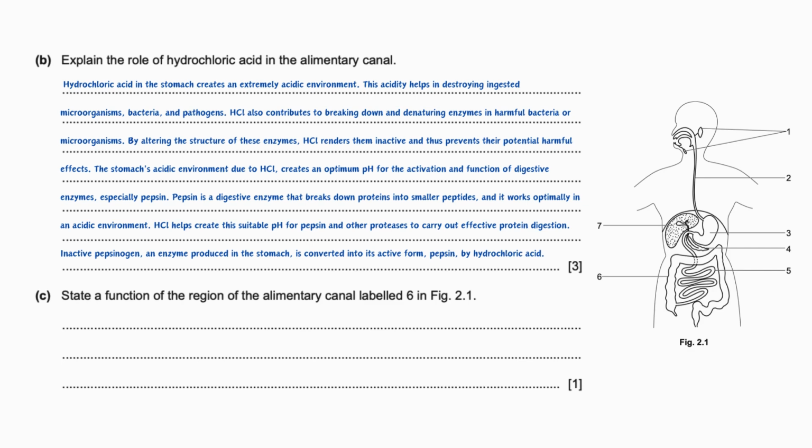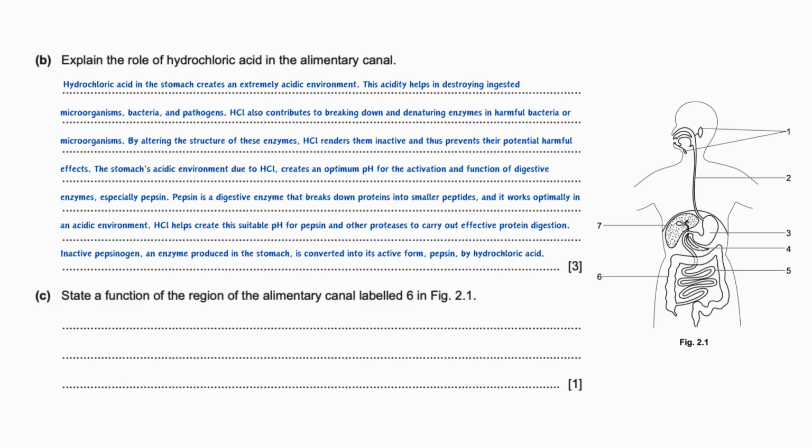The stomach's acidic environment, primarily due to HCl, creates an ideal pH, around pH 1.5 to 3.5, for the activation and function of digestive enzymes, especially pepsin. Pepsin is a digestive enzyme that breaks down proteins into smaller peptides, and it works optimally in an acidic environment. HCl helps create this suitable pH for pepsin and other proteases to carry out effective protein digestion.